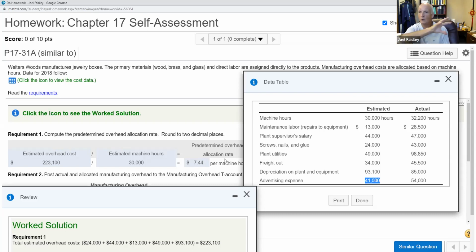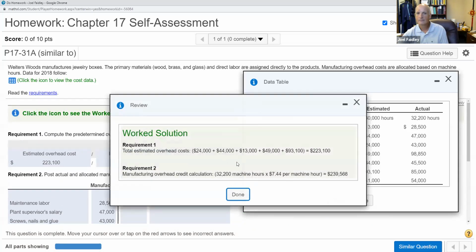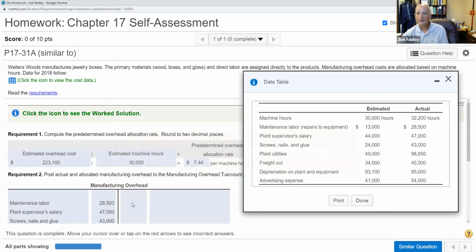So all these different job orders that I've got, what does that look like? Well, 7.44 times actual hours is going to give me 239,568. My budgeted predetermined rate times actual at the end of the year is 239,568. Right there it is, 32,200 times 7.44, actual machine hours. So that's what's been allocated out.